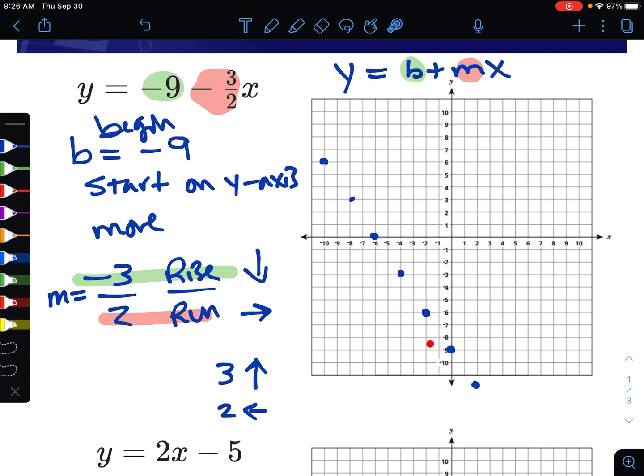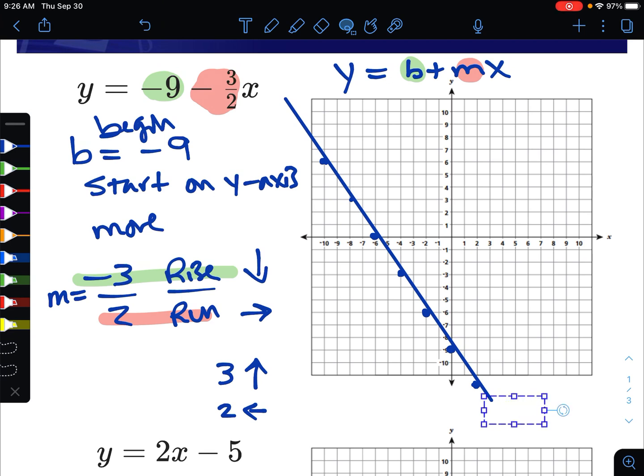Down 3, right 2, down 3, right 2. It's the exact same slope, it's just we had to work backwards in order to fill in the grid. And then from here, I've got way more points than I need. You only really need 2, but I often suggest doing more than 2 to make sure that your line is accurate. I usually do at least 3 or 4.